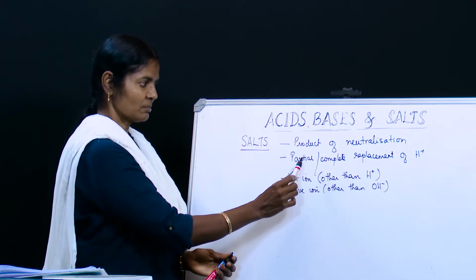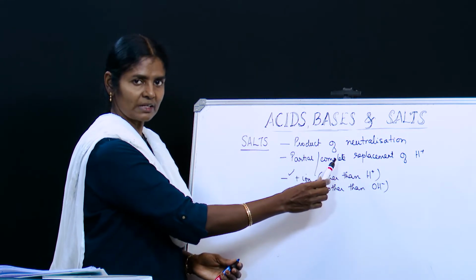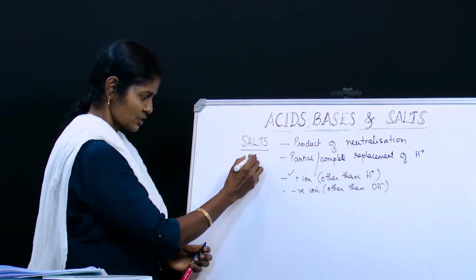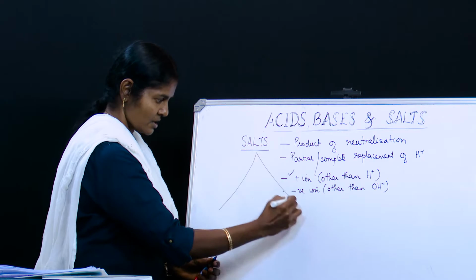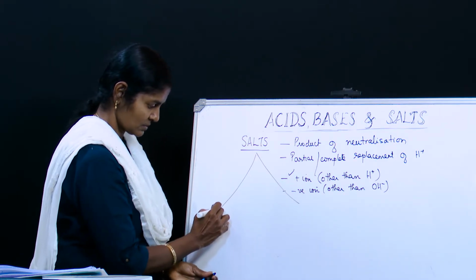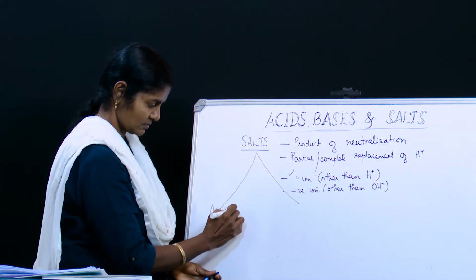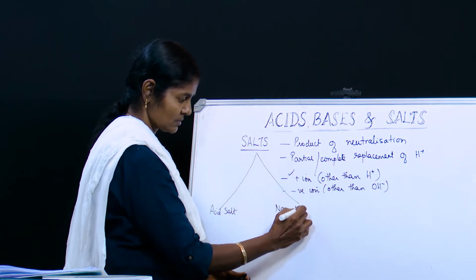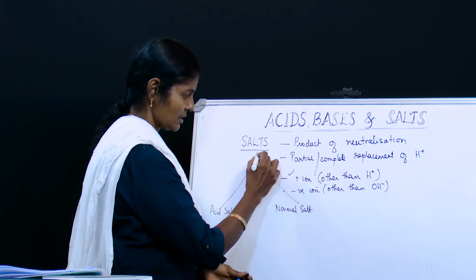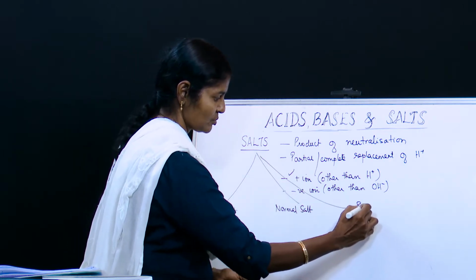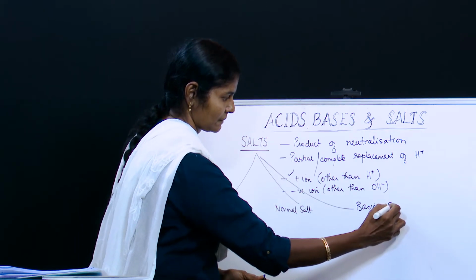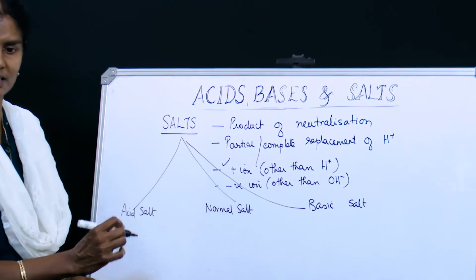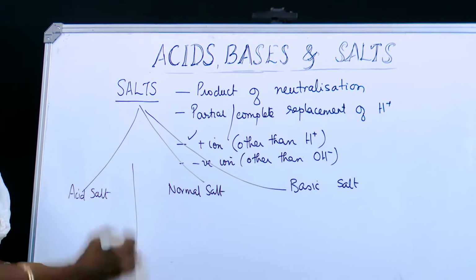So based on the partial replacement or complete replacement, we can divide these salts into three types. One is acid salt, and the other one is normal salt, and we also have basic salt. So these are the three types of simple salts that we are going to see right now.